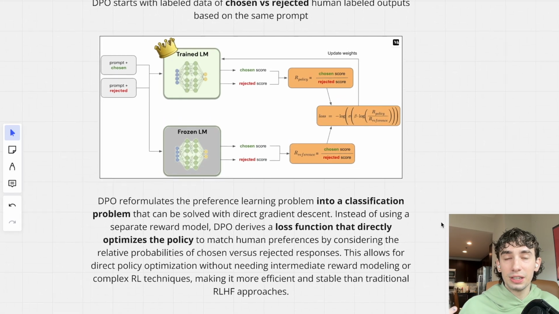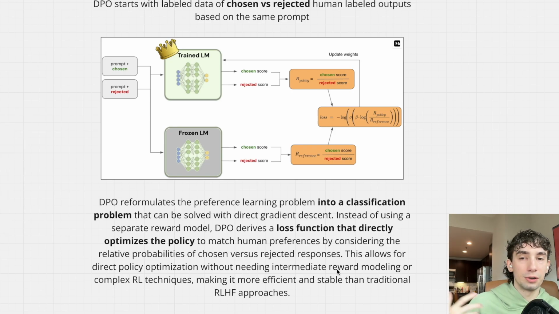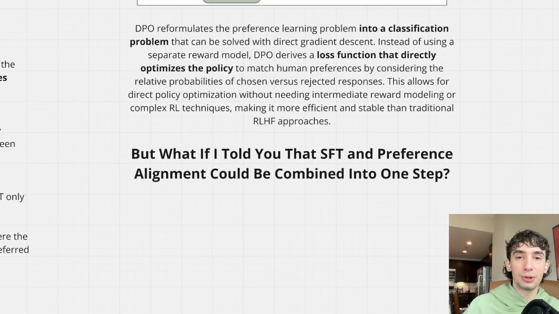And so this is really the first way of doing this direct policy optimization, that you don't need any intermediate reward modeling or other complex reinforcement learning techniques. And as a plus, it was found to be a little bit more efficient and stable than the traditional reinforcement learning through human feedback approaches. And while that works pretty decently, this is generally applied after supervised fine-tuning is already done for this preference alignment.